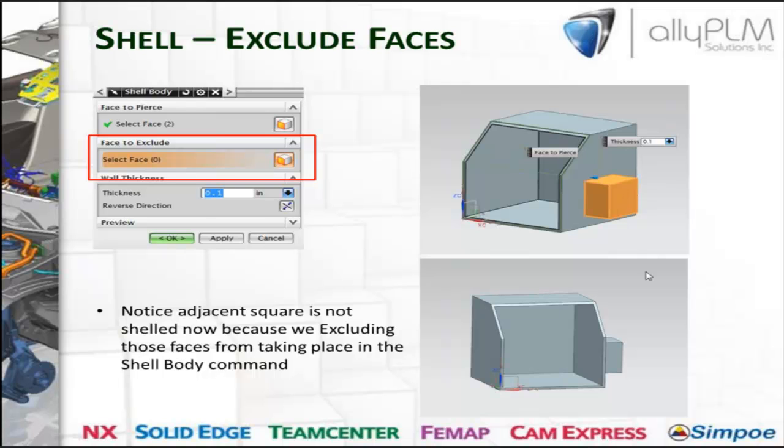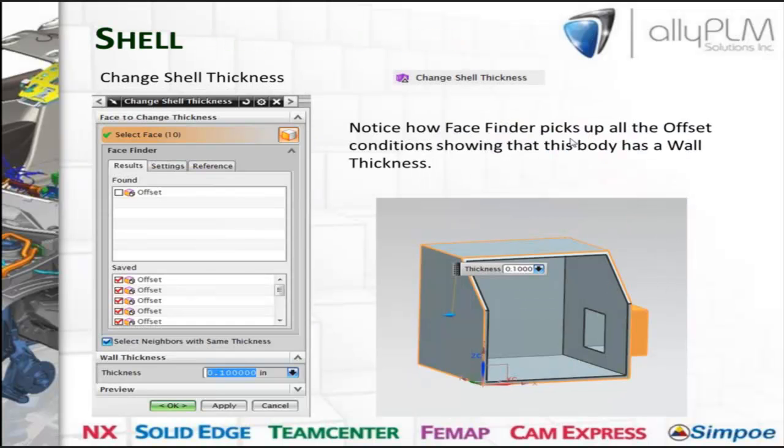So I can come in and exclude those faces, and then down the bottom right, you see how it does not open that and it does not shell those particular faces. And like I said, to change shell thickness, that's important because we are in history free mode. Notice when I grab one of the faces of that offset wall thickness, it actually picks up all the different offsets that belong to that shell item, and then I can change to a new thickness, and all those faces will offset to the new thickness.